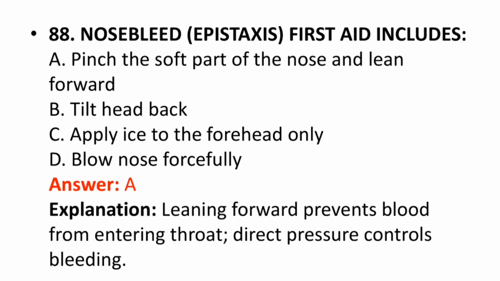Nosebleed, epistaxis, first aid includes option A: pinch the soft part of the nose and lean forward. Option B, tilt head back. Option C, apply ice to forehead only. Option D, blow nose forcefully. The correct answer is option A. Leaning forward prevents blood from entering the throat. Direct pressure controls bleeding.